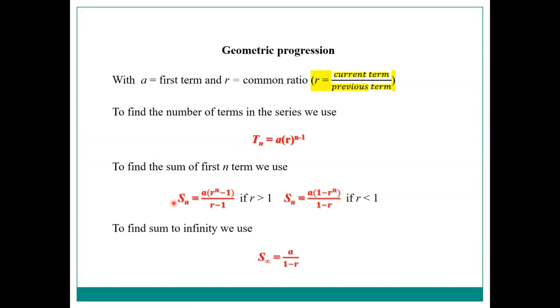Okay, we have two formulas for Sn. Please apply the correct formula accordingly. If you have a common ratio greater than 1, you have to apply this Sn. If you have a common ratio less than 1, apply this Sn. Apart from Tn and Sn, we also have sum to infinity. This denotes sum to infinity.